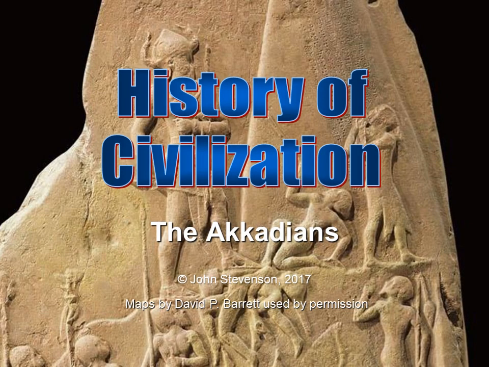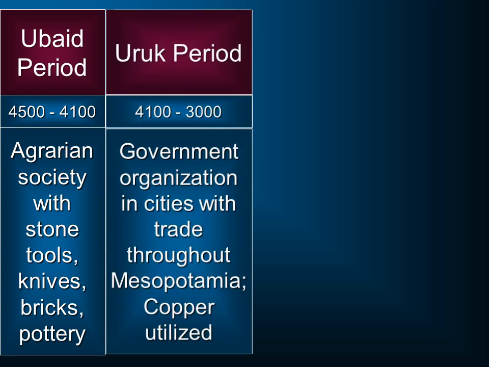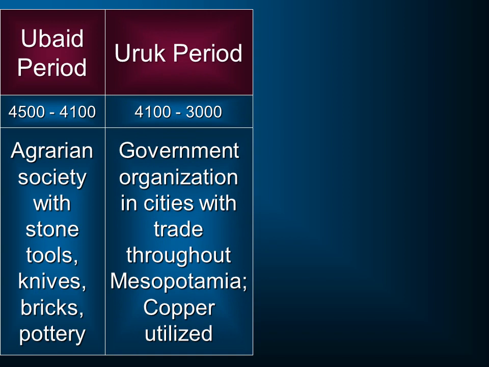Hi, I'm John Stevenson, and we're going to be looking at the rise of the Akkadians in our continuing study of the history of civilization. In looking at the Mesopotamians, we talked about the Ubaid period, that period where you have an agrarian society, farms and stone tools and knives and bricks and pottery, but no real unification. And then you move to the Uruk period, where now I begin to have government organization in cities. They're trading throughout Mesopotamia. Copper is being utilized.